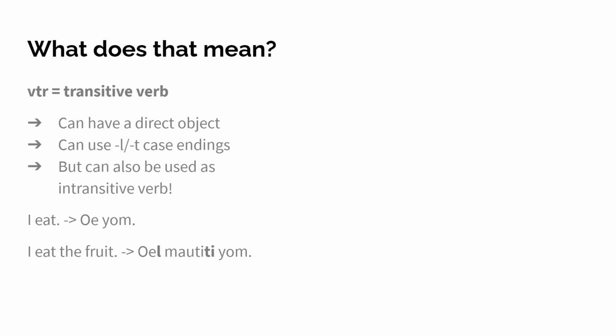So even though it's important to know which verbs are transitive and intransitive, and L and T can be used with transitive verbs, it's also important to know if the sentence where the verb is used is then transitive or intransitive. So if there is a direct object in the sentence or not.